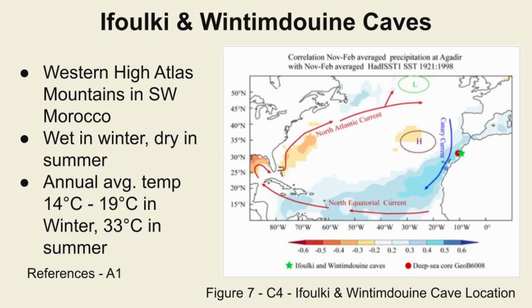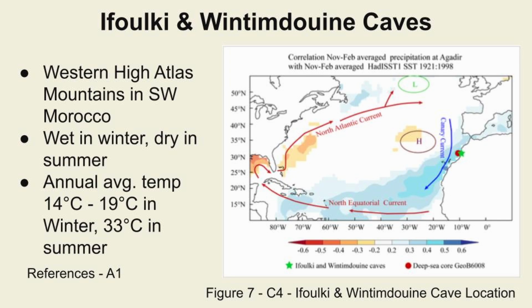The next region we will be covering are 2 caves in southwest Morocco, the Ifolki and Win Timdouin caves. These caves are located around 2.5 miles apart from each other in the western High Atlas Mountains on the southwestern coast of Morocco. Both of the caves were formed in the Jurassic Age and are formations of limestone. This region experiences most of its rainfall between December and February and can be characterized as wet in the winter and dry in the summers. The annual average temperature of the region is 14 to 19 degrees Celsius, or 56 to 66 degrees Fahrenheit, in the winter, and around 33 degrees Celsius, or 91 degrees Fahrenheit, in the summer.